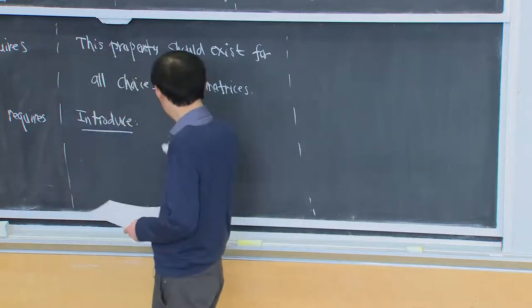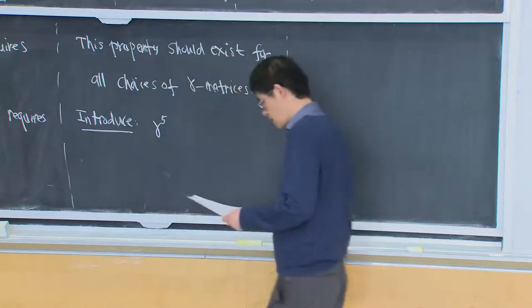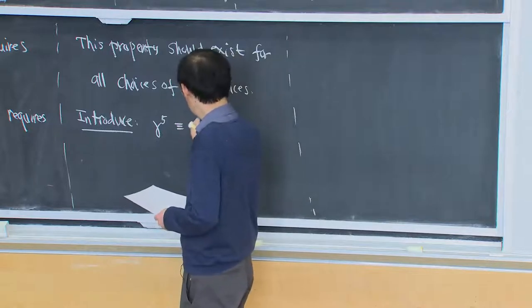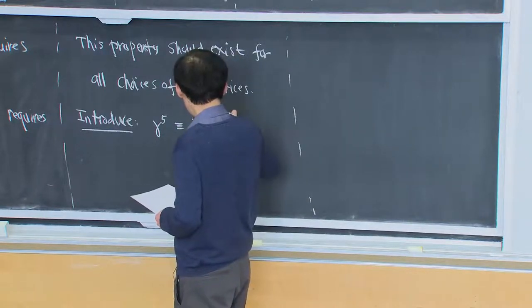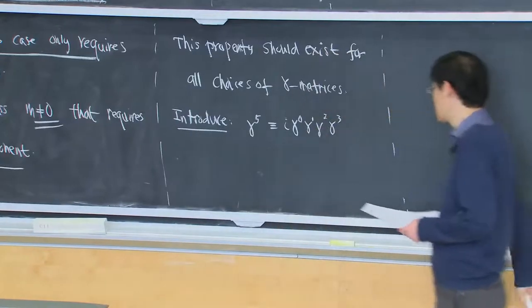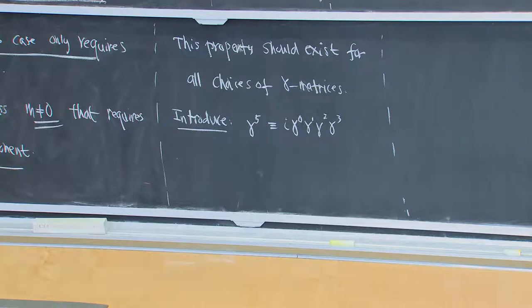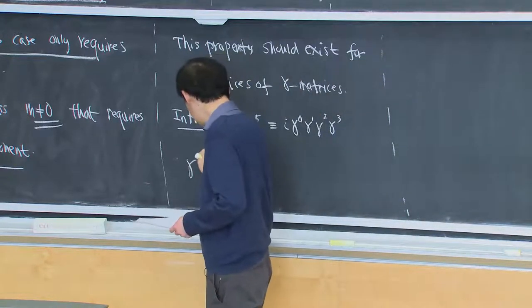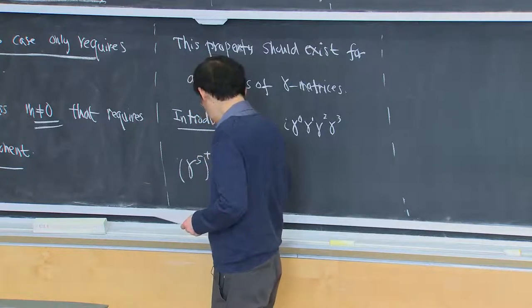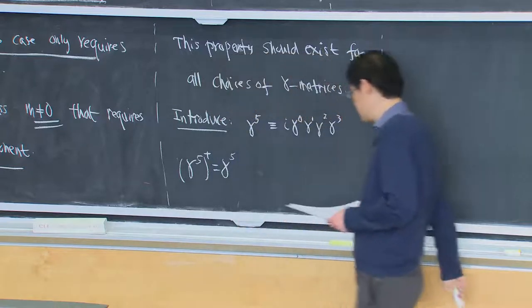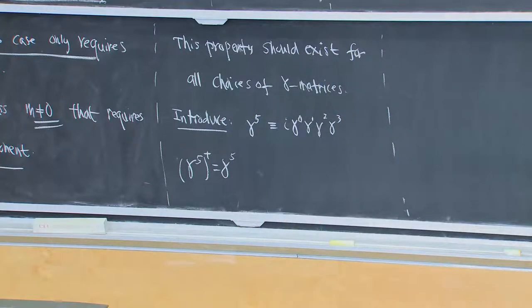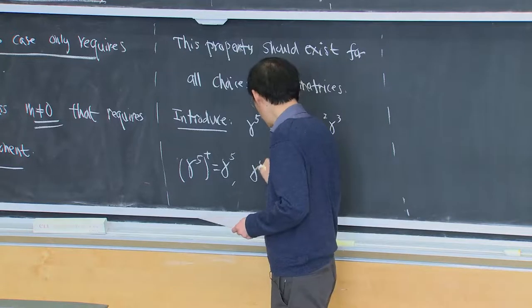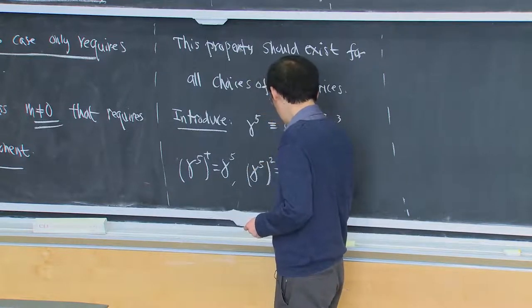It is called gamma 5. Gamma 5 is defined to be i gamma 0 gamma 1 gamma 2 gamma 3. So you take the product of all the gamma matrices together, with a factor of i. The i is there because you can check yourself that gamma 5 is actually Hermitian. You need i for this to be true. You can also check yourself that gamma 5 squared is equal to 1, okay?